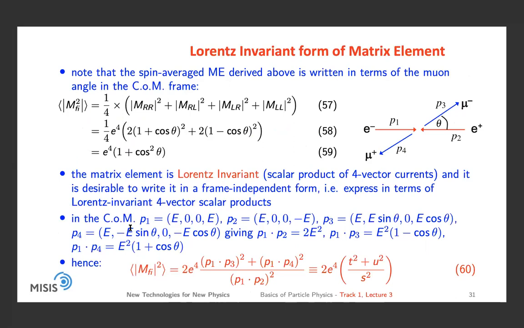Also, you can know that the spin average matrix element derived above is written in terms of the muon angle in the center of mass frame. So this theta angle is not Lorentz invariant, of course, but the matrix element itself should be Lorentz invariant. We can express it in principle through the Lorentz invariant variables so that it will be valid in any reference frame, and for this, we can use the Mandelstam variables, T, U, and S. Again, I skip the detailed derivation, it's just written here. You can see it in the slides later on.